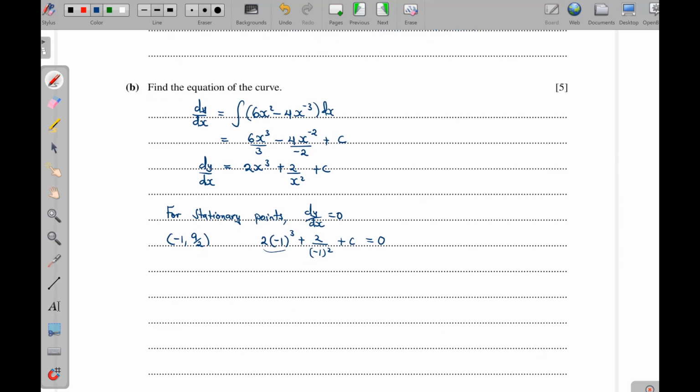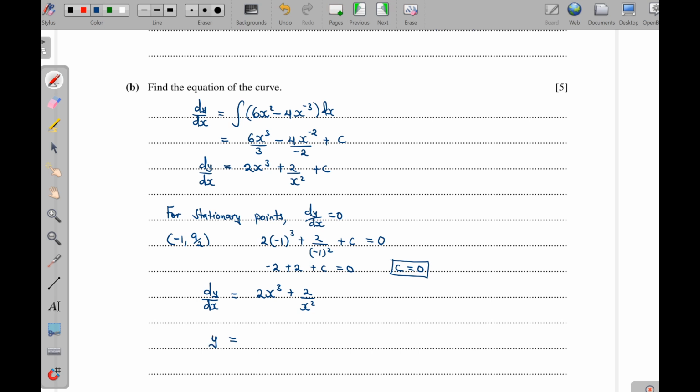Okay, what do we have here? Odd power of a negative is a negative. So here we shall have negative 2, then even power of a negative is a positive, then plus 2, plus the c will be equal to 0. Of course, now here c becomes a what? A 0, because this one is 0 here. That means our dy dx is going to be equal to 2x cubed, then plus 2 out of x squared. Okay, yeah, c is 0, so we leave it there.